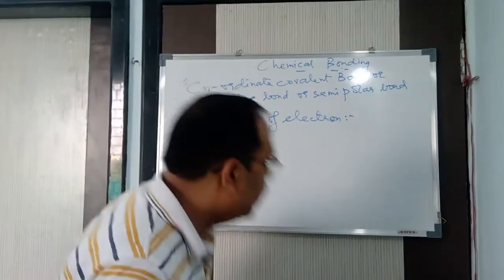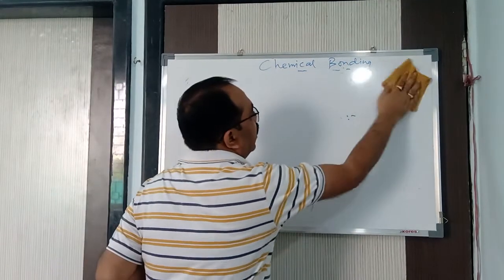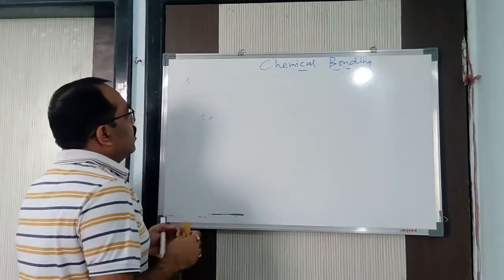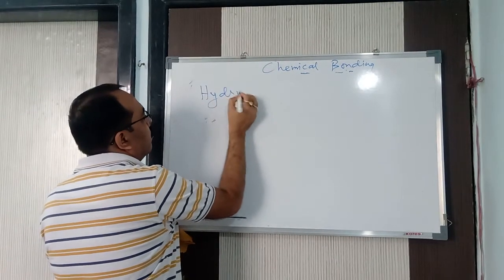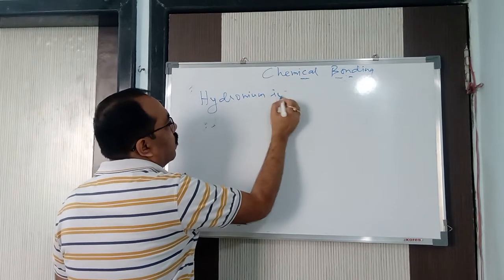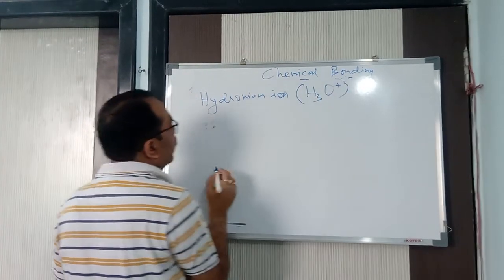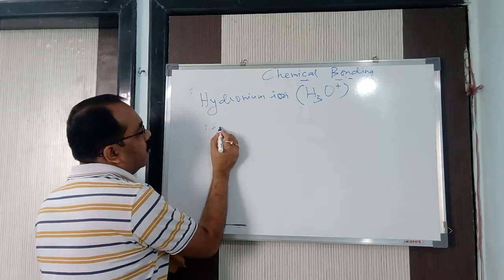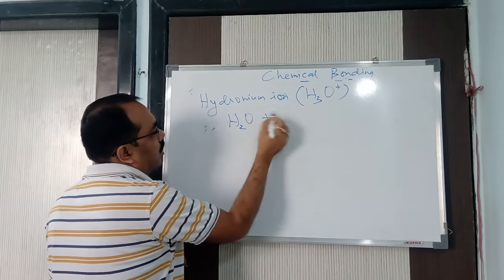We will see it. We'll understand how it is being formed. We'll take an example and we'll understand it. So we will take the example of the hydronium ion. Hydronium means H3O plus. Now first of all we will draw the water molecule. Now, hydronium ion, how it is being formed, you see it here.